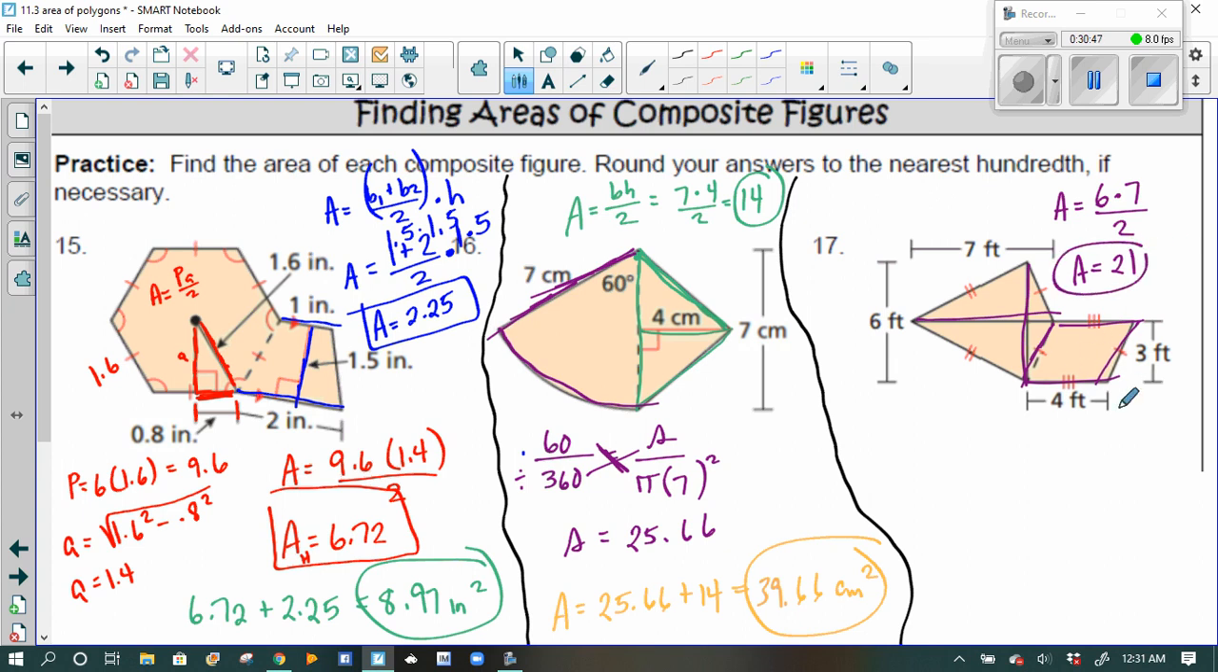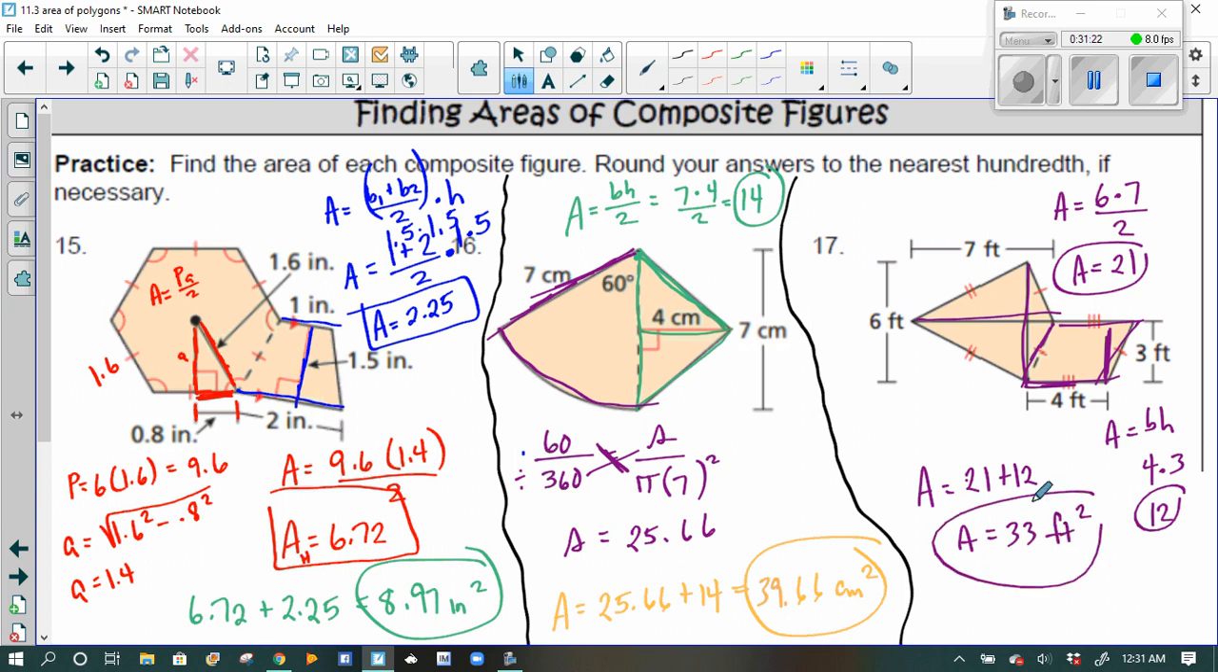This is a parallelogram. So base times height. The base of my parallelogram is 4. The height is always going to go straight up and down, which is 3 in this case, because they didn't tell me the side lengths. They're telling you the straight up and down. So 4 times 3 is 12. So add those two numbers together. So the total area is 21 plus 12, which is 33. So the area is 33 feet squared. Okay.